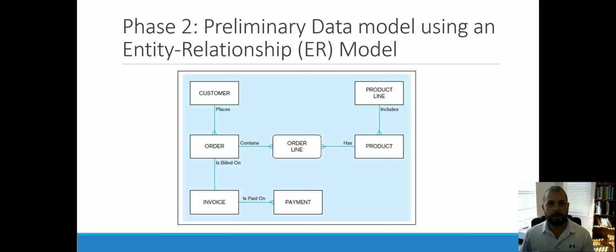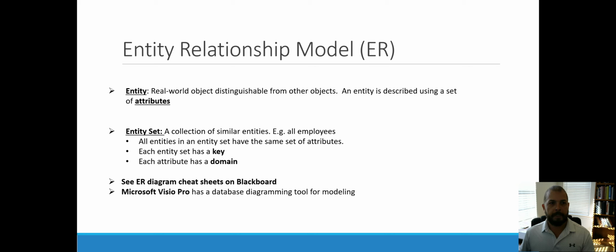But let's look a little bit more closely at what each of these are. An entity is a real-world object, as we talked a little bit about, and can be distinguished from other objects. An entity is described using a set of attributes. So think of your table: the table is the entity, and those columns are the attributes in your table. Each of those entities can have what we call a key. So each entity has a key, and this is usually a unique identifier in some way.